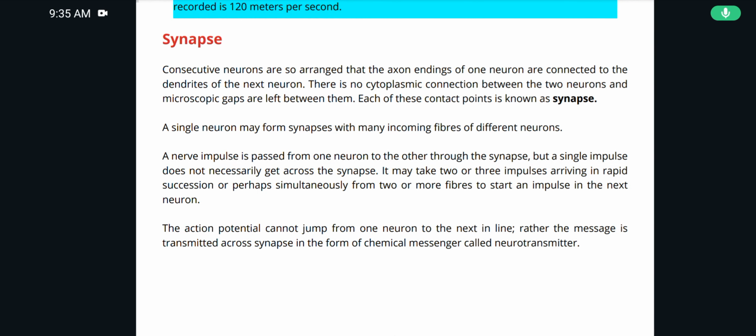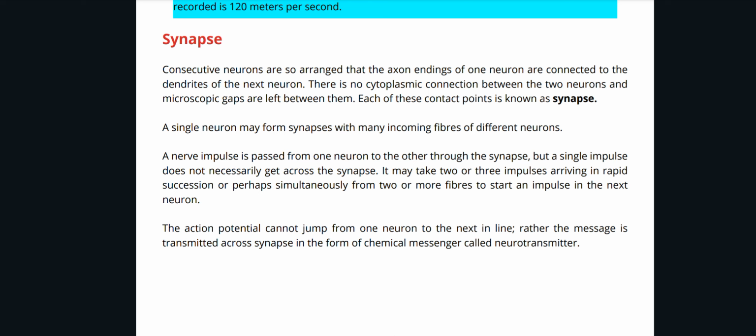Synapse. Moving on to synapse, consecutive neurons are so arranged that the axon endings of one neuron are connected to the dendrites of the next neuron. There is no cytoplasmic connection between the two neurons, and microscopic gaps are left between them. Each of these contact points is known as a synapse.